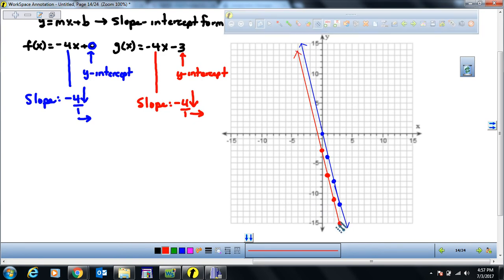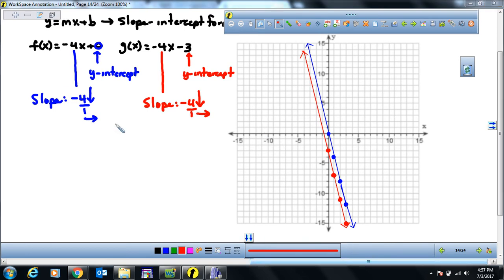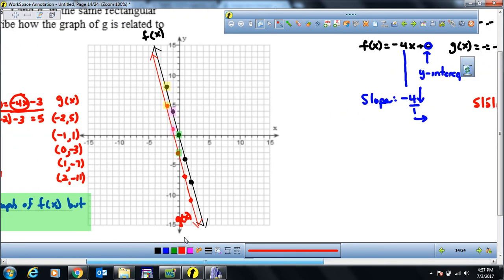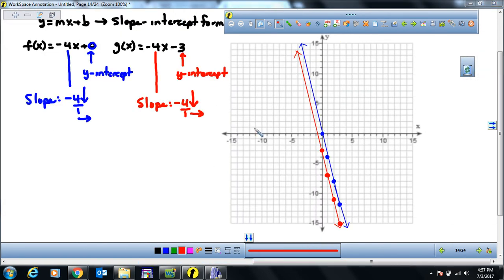Okay? So the most efficient way to graph a line, it would be best if you follow this process with the slope and the y-intercept rather than the table. So you will still get the same thing. Okay?